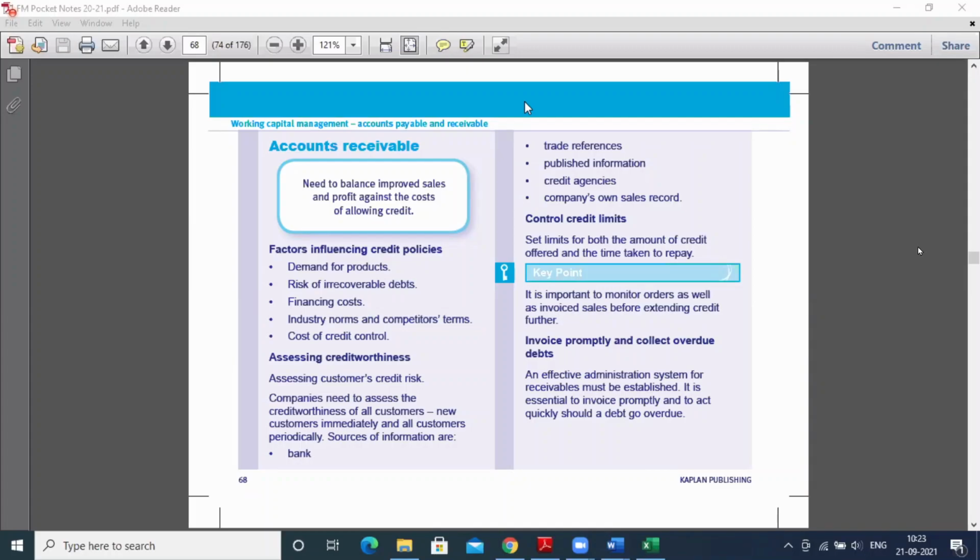Now, published information means if your client is involved in any significant credit risk, and if your client is a listed company, then definitely this information will be published. So that can also be considered. Credit agencies. Now, this is very interesting.